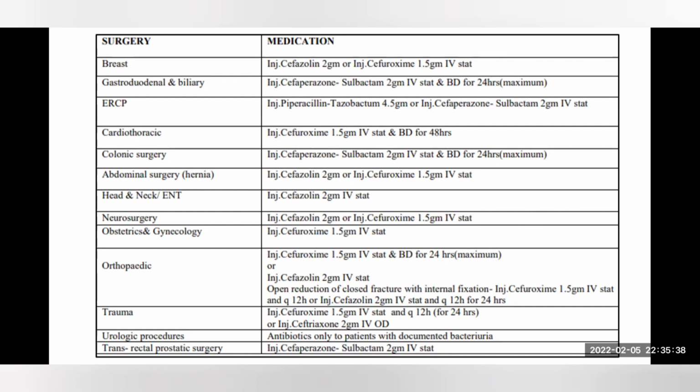Gastroduodenal and biliary, cephalosporin sulbactam, for a maximum duration of 24 hours; ERCP, piperacillin-tazobactam; cardiothoracic, cefuroxime; colonic surgery, cephalosporin sulbactam; abdominal surgery, cefazolin; head and neck, cefazolin; neurosurgery, cefazolin or cefuroxime; orthopedic, cefuroxime or cefazolin. And for all these they recommend only up to 24 hours. There is no recommendation that you need to continue the antimicrobial prophylaxis beyond that day.